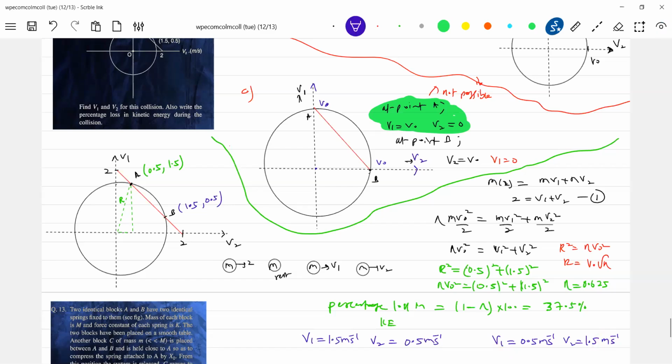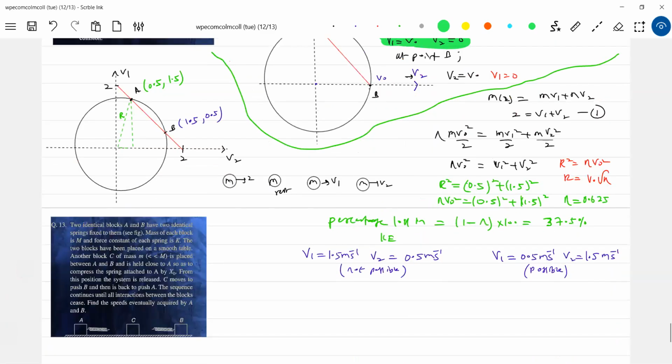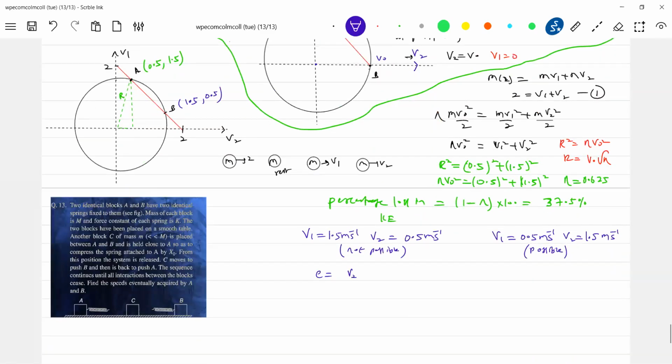Anybody wants to share? I think like previously we had a discussion. Second one is possible. Why is this not possible? Coefficient of restitution cannot be negative. E should be equal to V2 minus V1 by initial velocity, which is 2. We have to check that. The formula will be V2 minus V1 by initial velocity, which I'll write as U. So this will be 1.0.5.